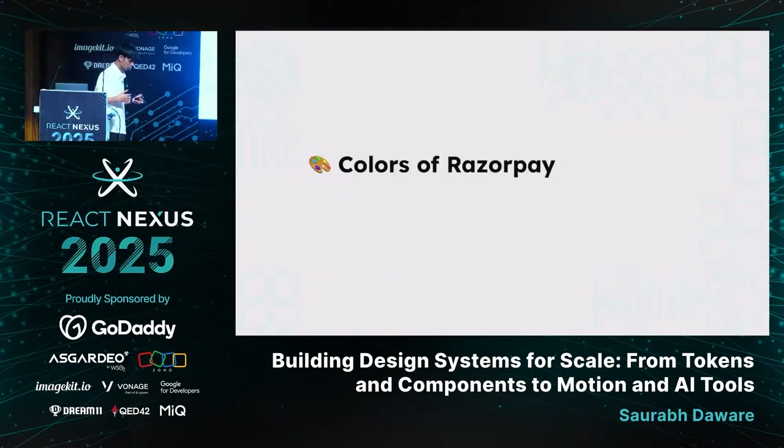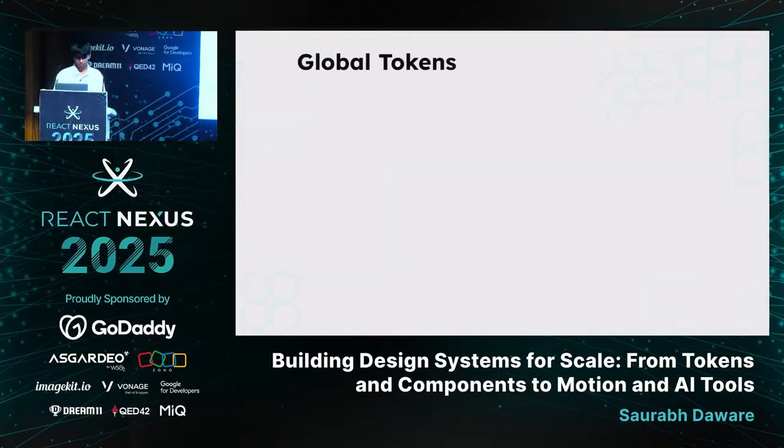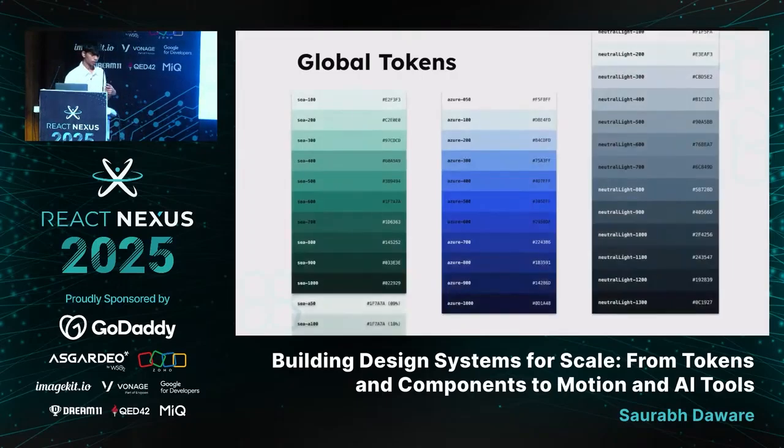I'll just talk about how the setup is at Razorpay, and then I'll talk about what would be the ideal setup. So there's two types of tokens that we define. There's global tokens and semantic tokens. So we first talk about the global tokens. Global tokens are your global color palettes where you just have different color palettes defined as global palette. This becomes your source of truth for every single color that your org uses. Every single thing that you see is defined here.